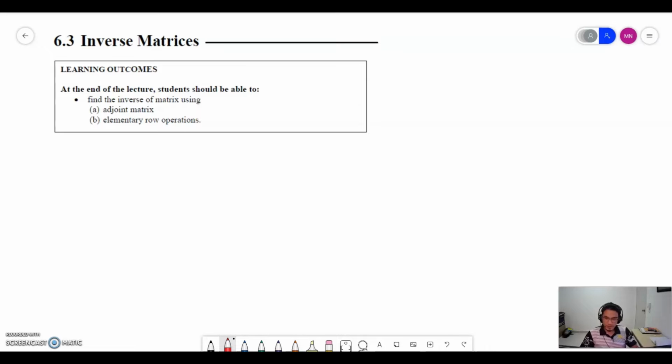Okay, so this video is to discuss point 6.3 about inverse function. The learning outcome at the end of the lecture is that students should be able to find the inverse of a matrix by using the adjoint matrix and by using elementary row operation. As stated here, there are two methods to find the inverse of a matrix: the adjoint and the elementary row operation, also known as ERO.